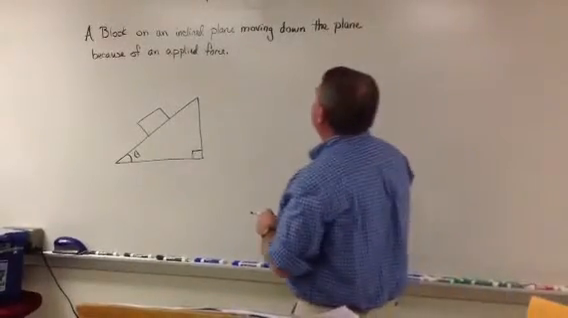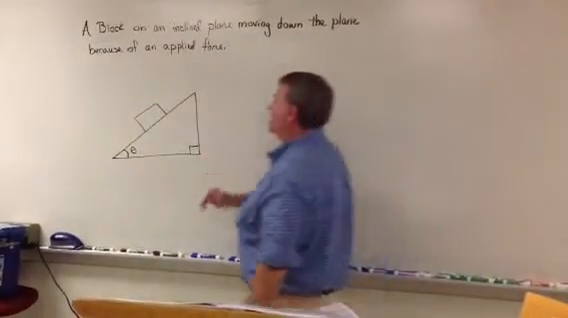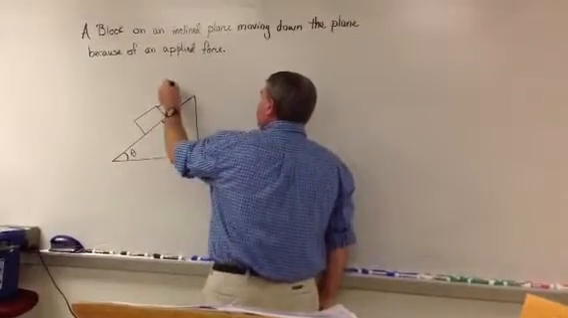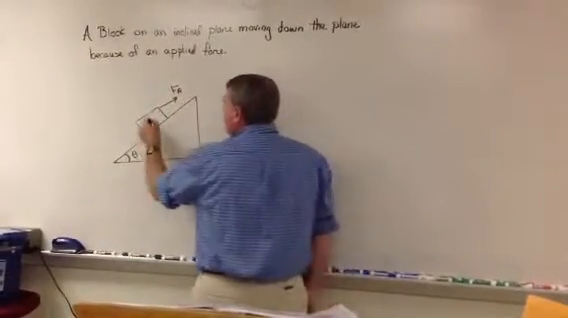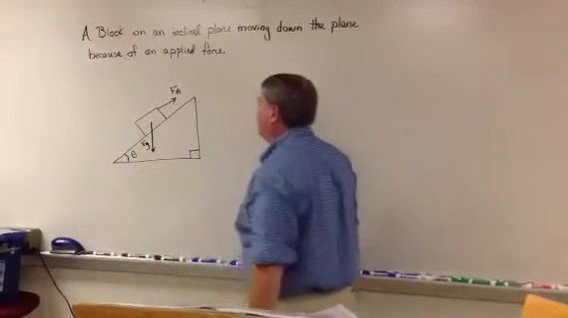A block on an inclined plane moving down the plane because of an applied force. Now, in this case, we're going to go ahead and make the applied force in the upward direction. So we'll put force applied here. Gravity is acting straight down. We're going to call that the force of gravity.